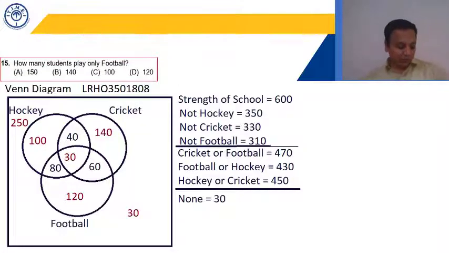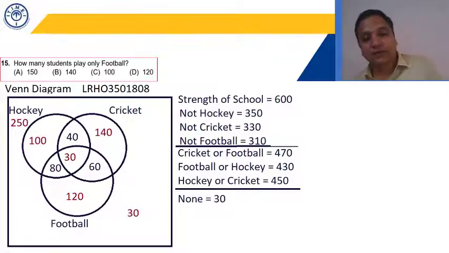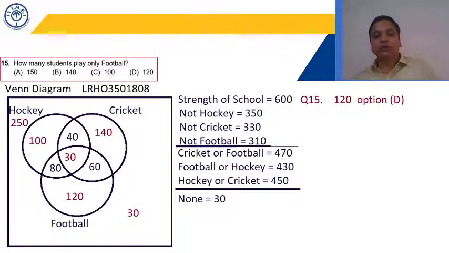Question 15. How many students play only football? Just look at the diagram. It's a straightaway answer. How many students play only football is 120, which is given in option D.